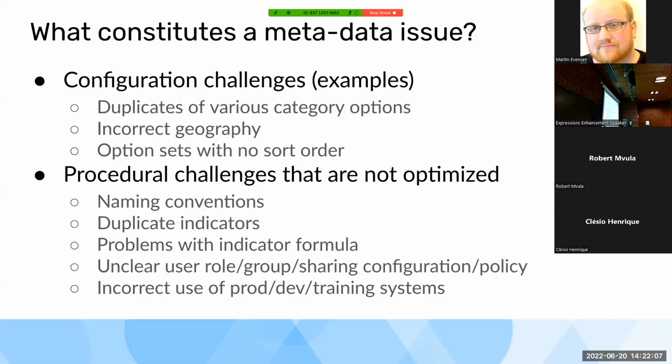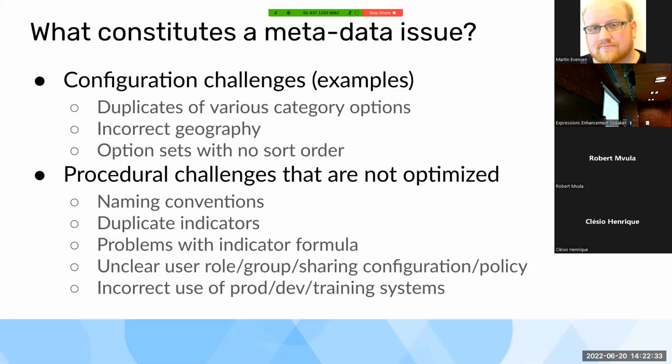All right, so just so I can put us on the same page in terms of what actually constitutes a metadata issue. We have clear things that we associate with metadata: configuration challenges, duplications of category options, problems with geography, something wrong with an option set that causes it not to load. These are the classic examples that we'd probably associate.